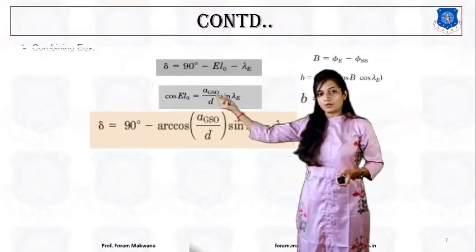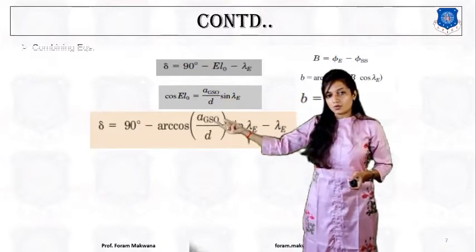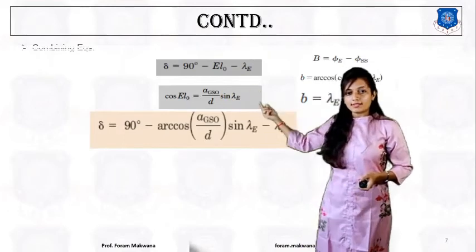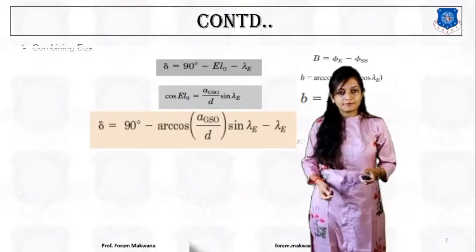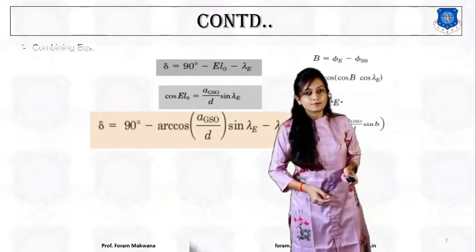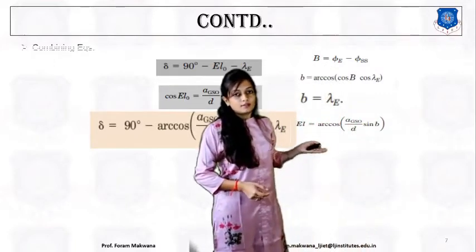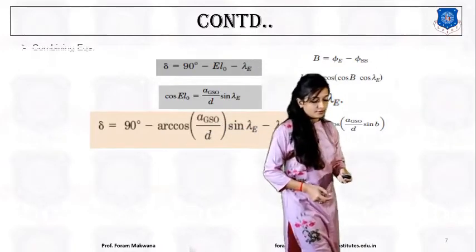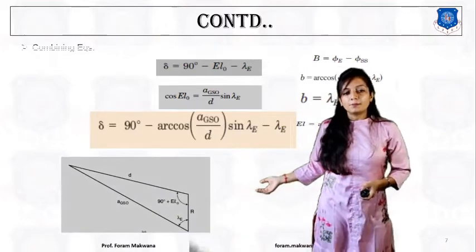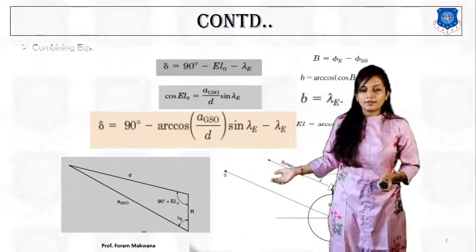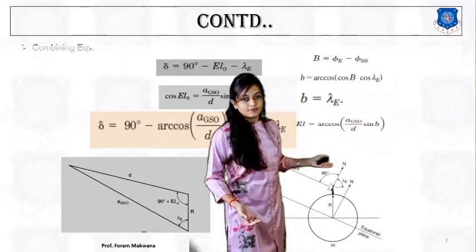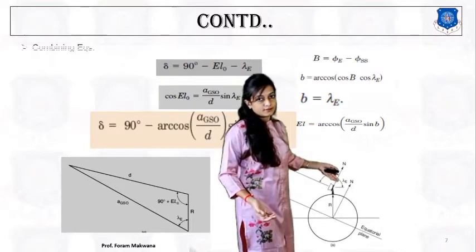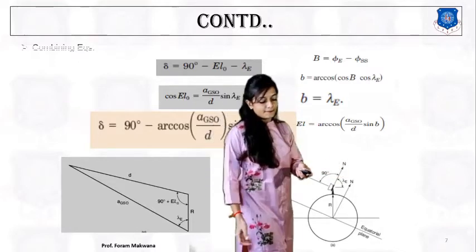This is cos inverse of AGSO upon d into sin lambda e, above lambda e as it is, right? This is the expression of EL that I have already explained from this plane triangle. As I have told you, both sides are normal to the axis. Normal, not plane, is 90 degrees.